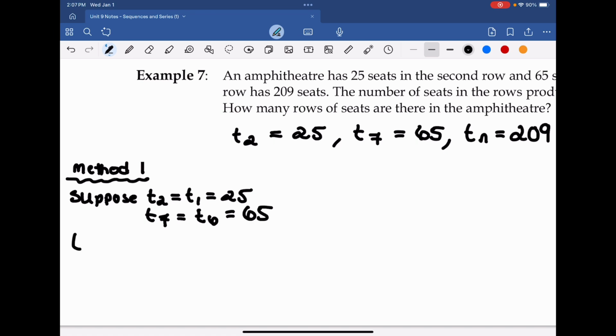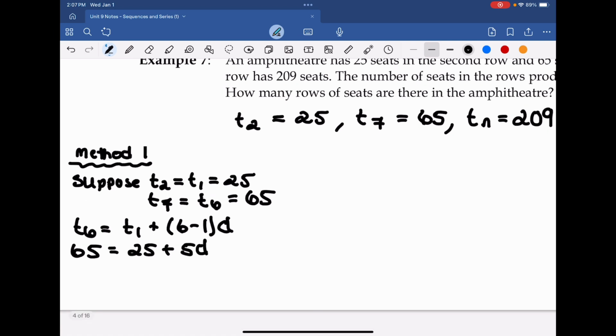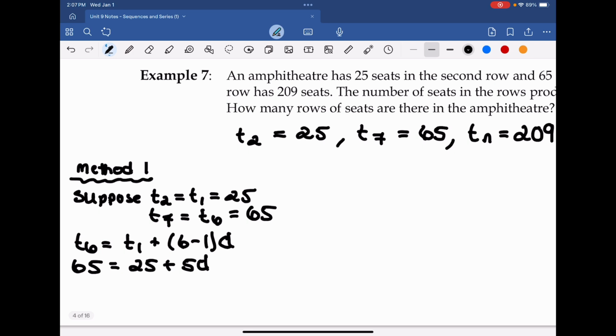So we're going to go T6 is equal to T1 plus 6 minus 1, which is the n value, times the common difference, which is what we're looking for. T6 is 65, which is equal to 25, T1, plus 5D. 65 minus 25, this is going to end up giving us 40, which is equal to 5D. We divide both sides by the 5.